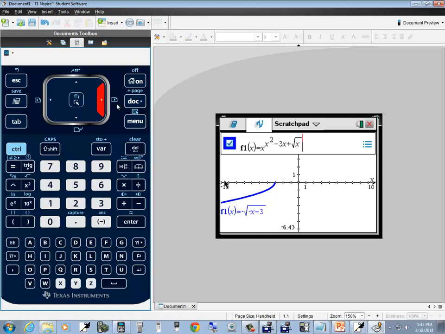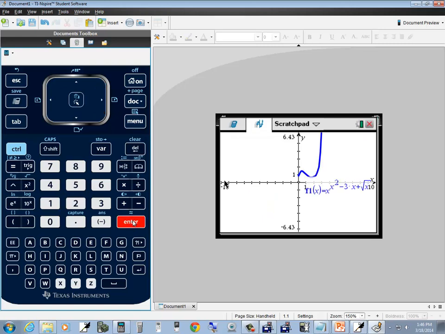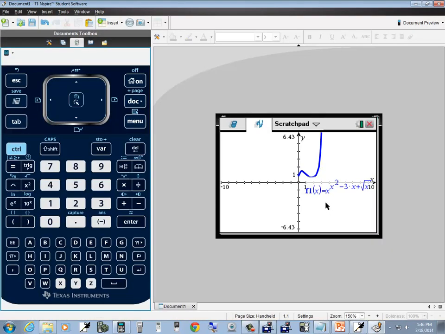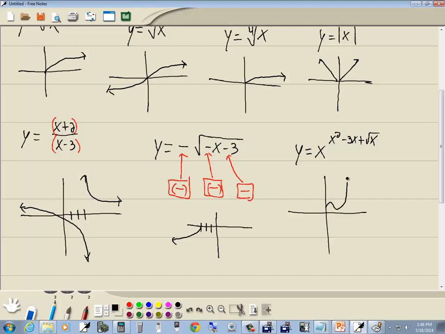Not that it matters. If you just pressed enter, it would have graphed it. But again, it's good practice to really think of the right arrow key getting you out of whatever you're in on a TI-Nspire. And now if I press enter, it gives me my graph. Let me sketch this down. Looks something like that.